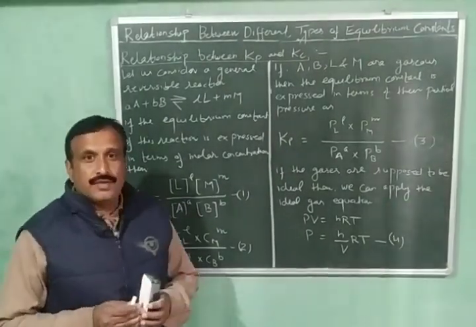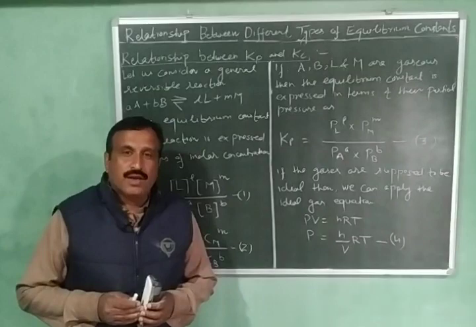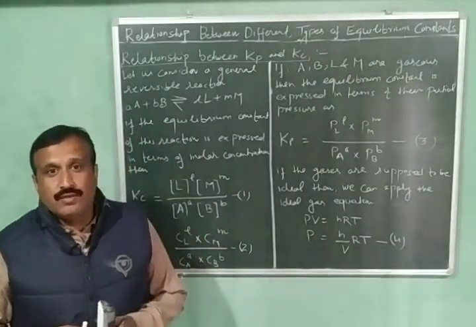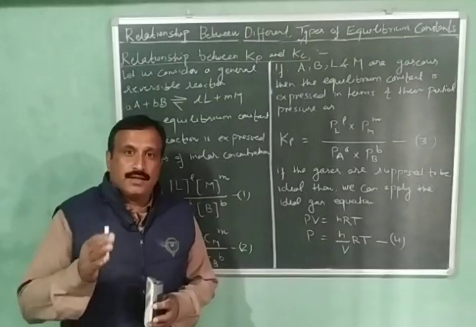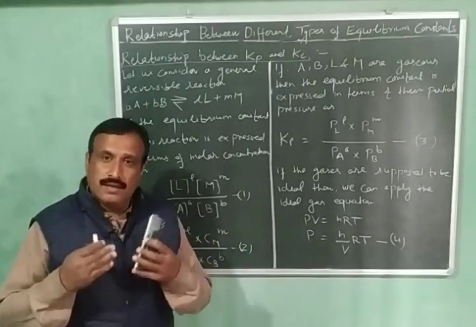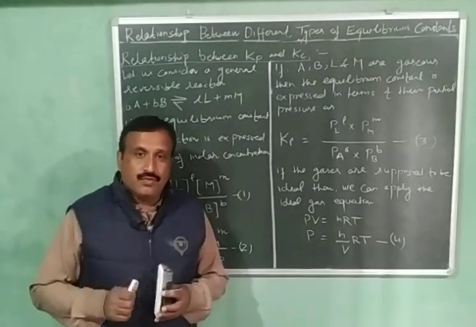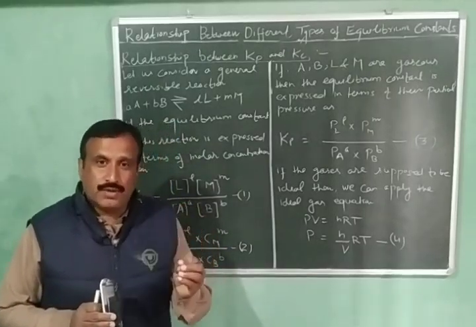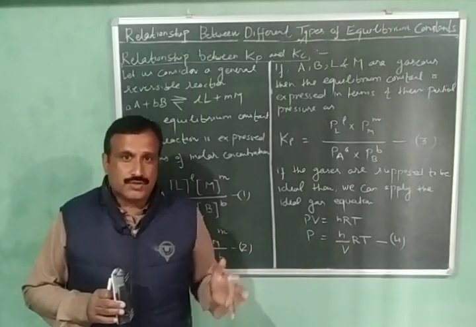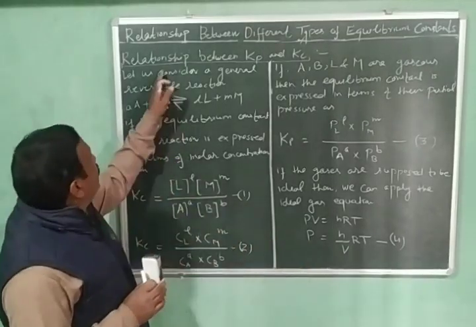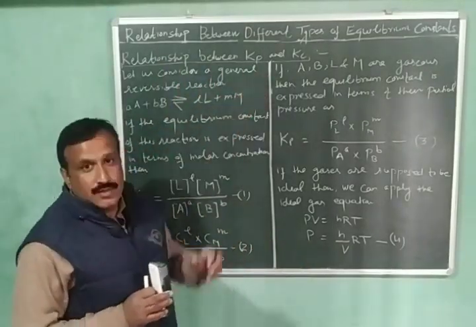In this video I am going to discuss the relationship between different types of equilibrium constants. In my previous video I gave you an idea about different types of equilibrium constants like Kp, Kc and Kx. And here we are going to derive a very important and very useful relationship between these equilibrium constants. So let us derive the relationship between Kp and Kc first.